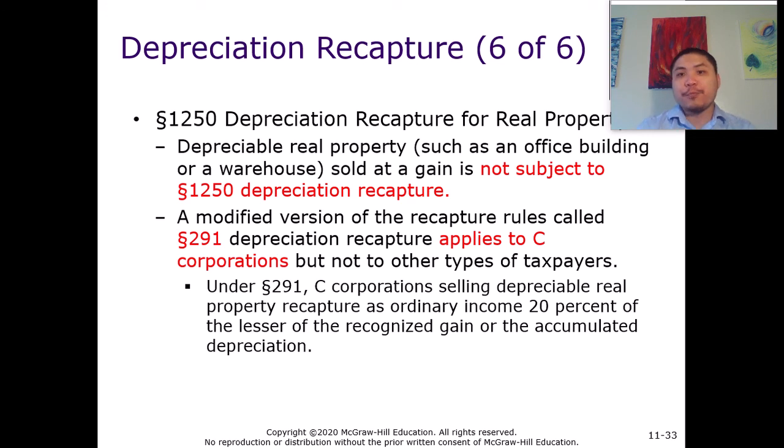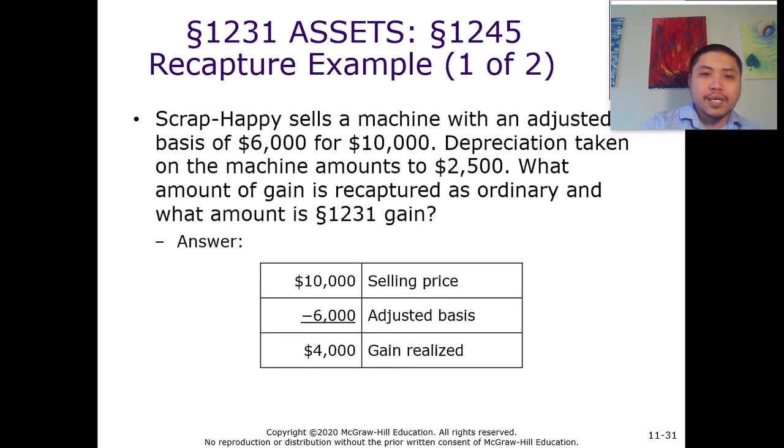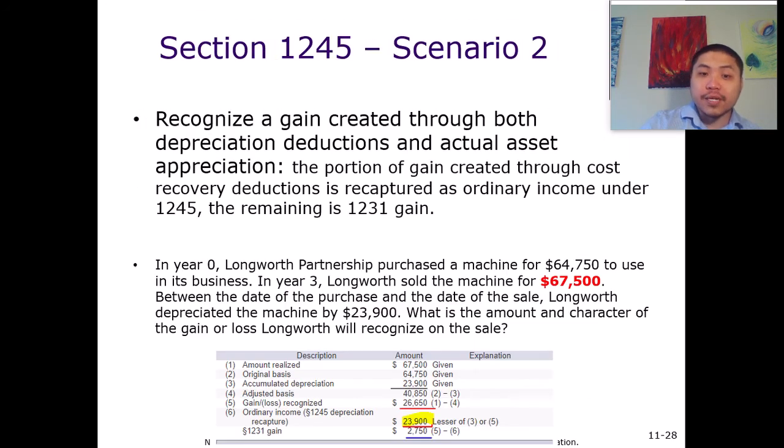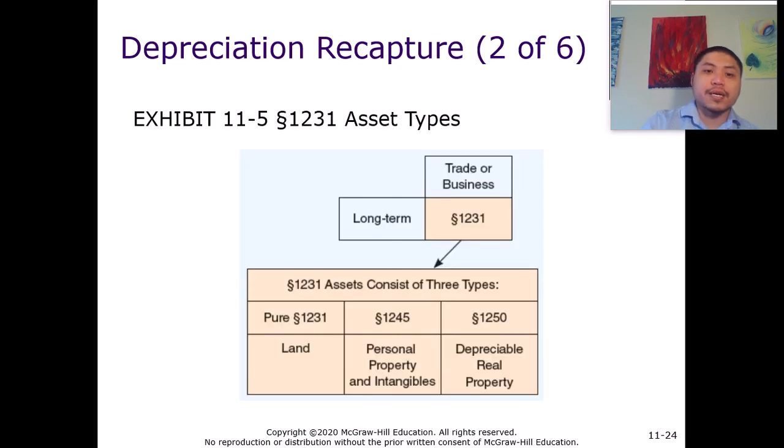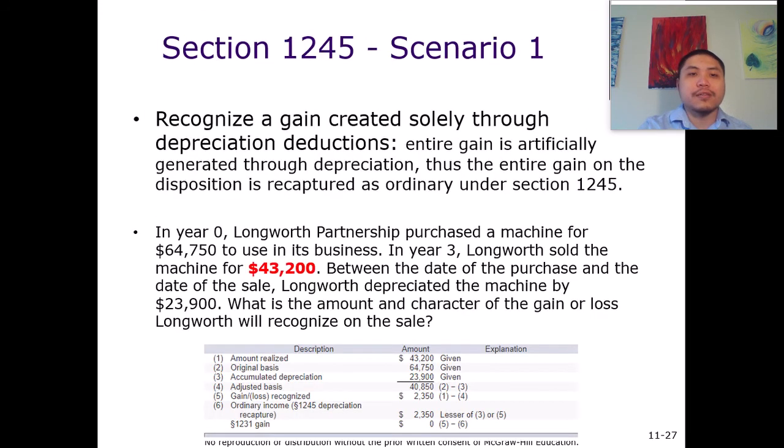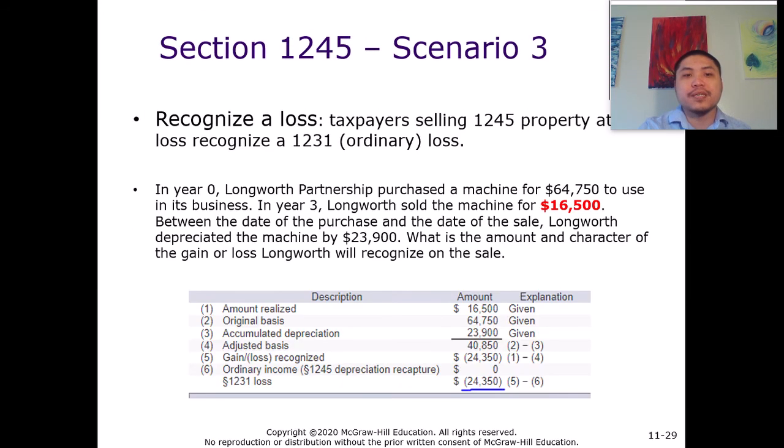sub-classifications. We have pure Section 1231, which is the land, because land doesn't depreciate. And we have subsection 1245, so this includes personal properties and intangible properties. And then we have subsection 1250, which is depreciable real properties, so we have a building, a warehouse, those kinds of things. So now let's talk about subsection 1250 properties.